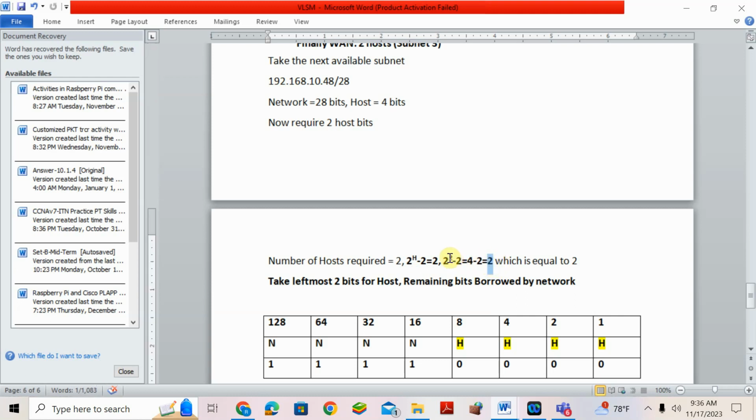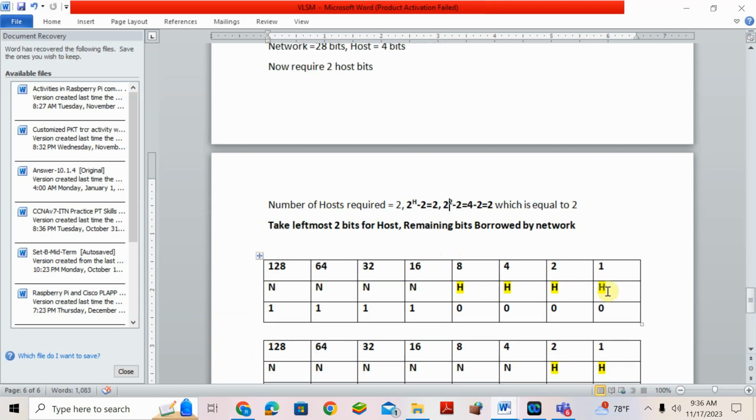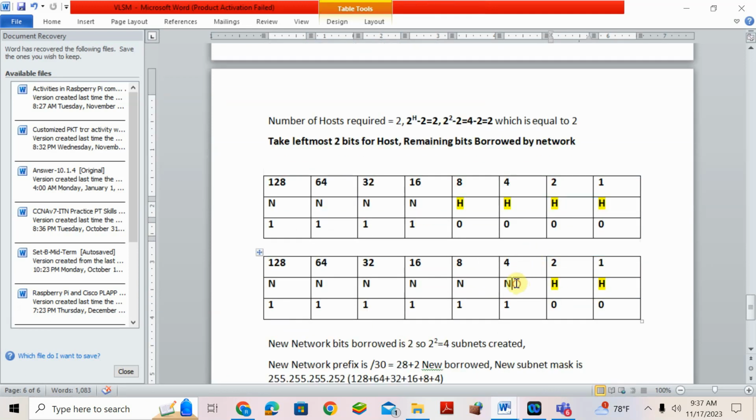So I need 2 host bits. Okay. I already have 4 host bits with me. I want only 2. I will take these 2. The remaining 2 will go for network. Clear? I have already 4. In the previous step, I took 2 power 4, 16, right? Here I want only 2 host bits because I had only 2 IP address requirements. So I will take the first leftmost 2 bits. Remaining 2 will go for network. So what I will do? This 0, 0 will become 1, 1 because network is 1, host is 0.